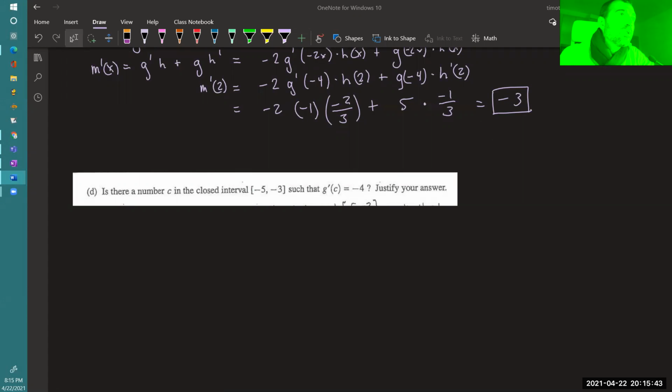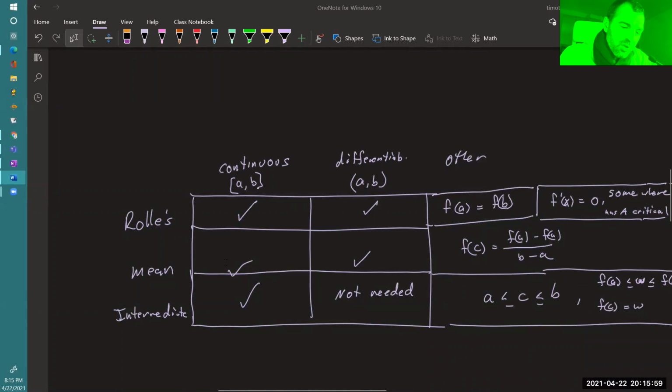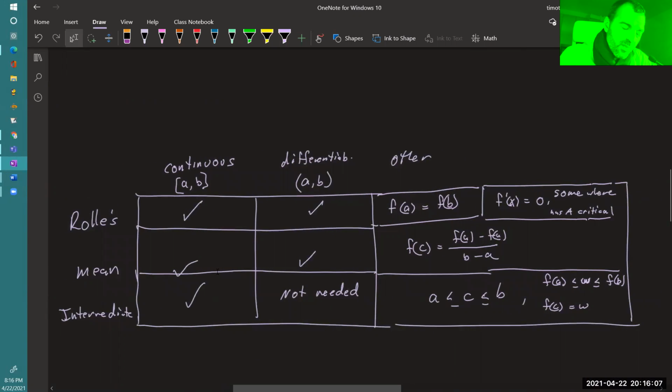But there are special bits that I need to point out that we want to be able to do. This one is going to use the mean value theorem. In order for us to use the mean value theorem, what we basically need to look at is the fact that it's continuous and differentiable. Rolle's theorem also needs to be continuous and differentiable.